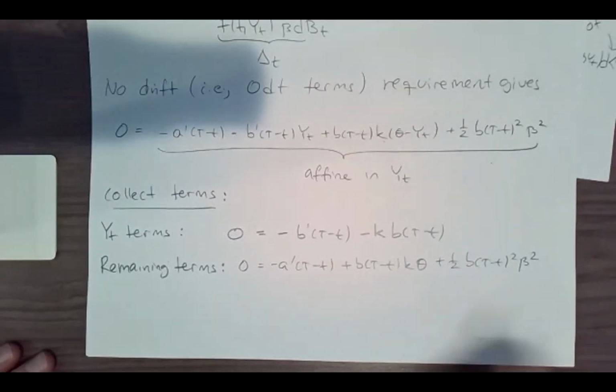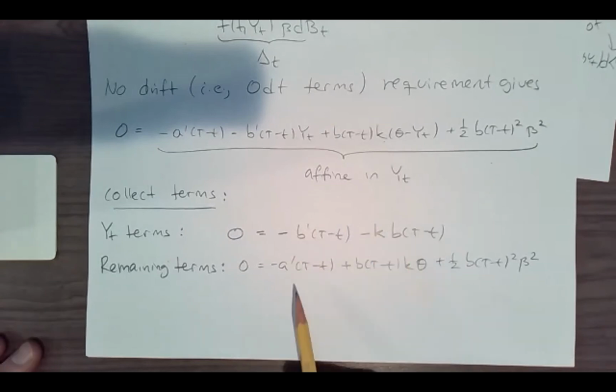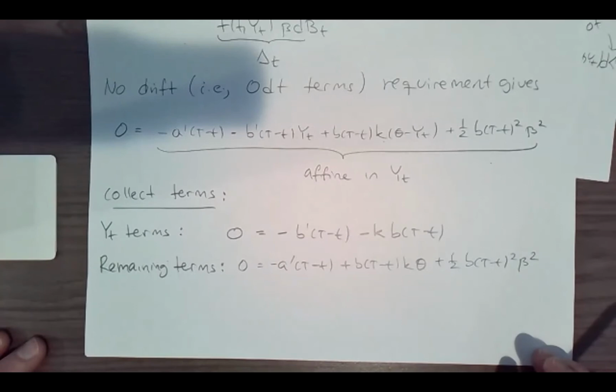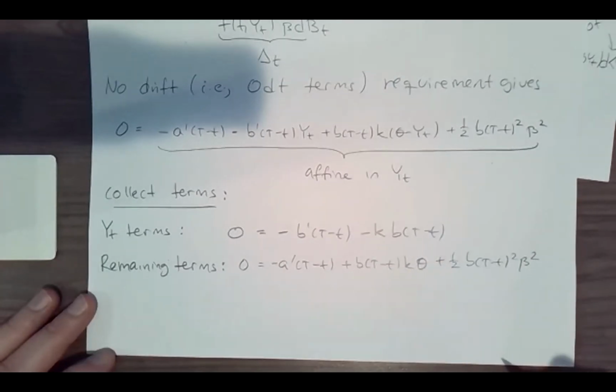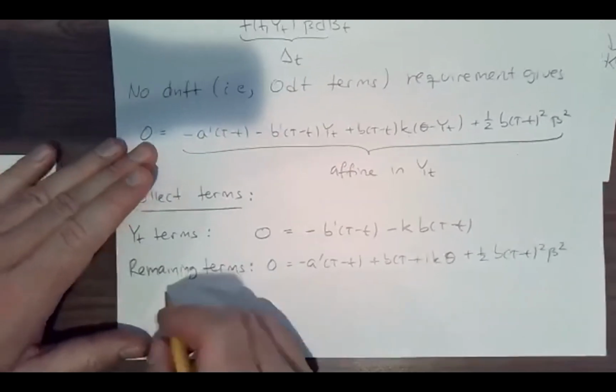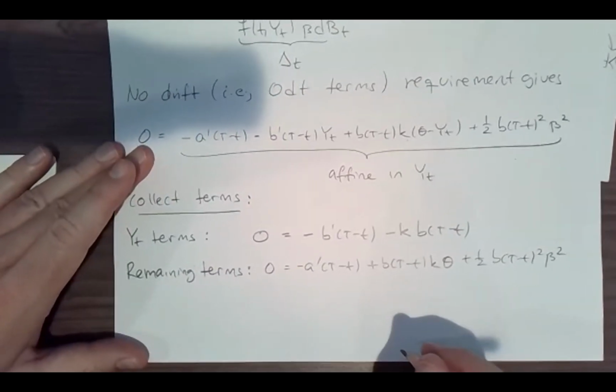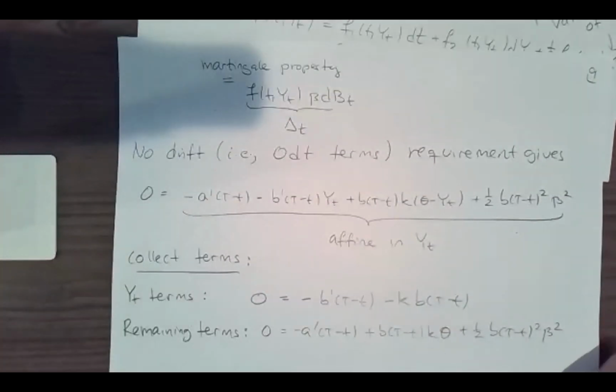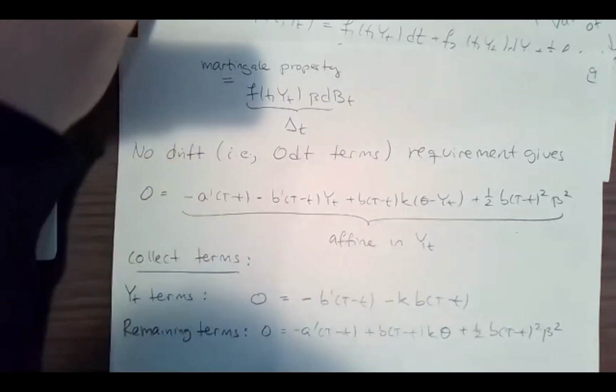So you see it's very, very close. We have b prime given in terms of b, a prime is given in terms of b. So the only thing that we need for this to become an ODE is the boundary condition. We need the terminal conditions. Okay, so let's try to get the terminal conditions going.